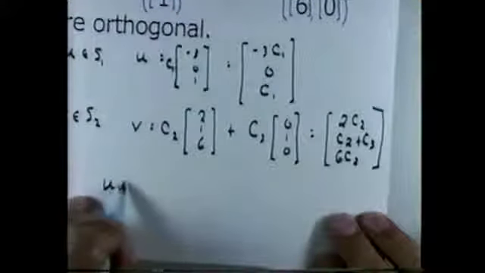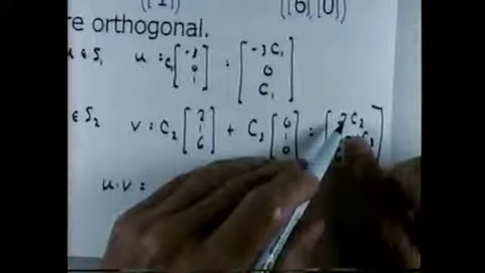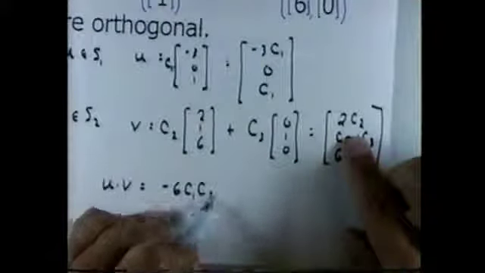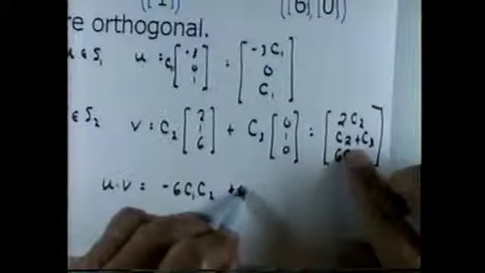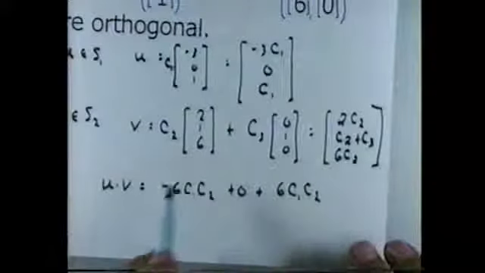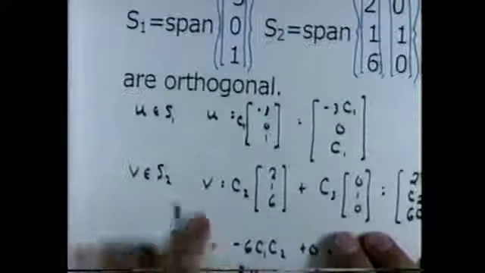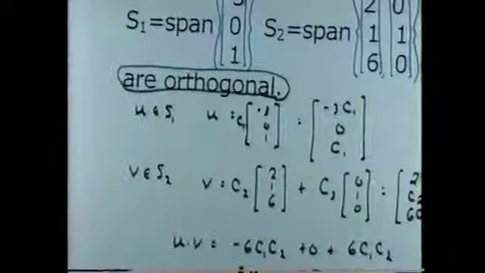Now if we do U dot V, to do the dot product, I multiply corresponding components and add them. -3C1 times 2C2 is going to be -6C1C2. 0 times C2 plus C3 is 0. C1 times 6C2 will be 6C1C2. And of course, -6 plus 6 is 0, so we get 0. So therefore, S1 and S2 are orthogonal.